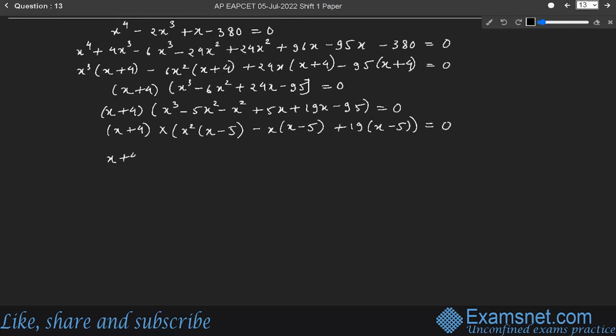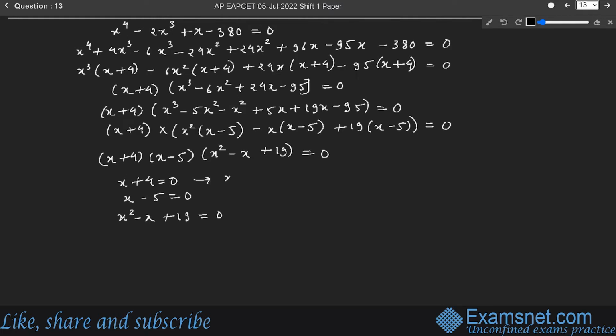Now (x + 4) is as it is, and you can see that (x - 5) is common. And the remaining terms are x² - x + 19 = 0. Now separating these parts into possible cases, we can see that x + 4 = 0 and x - 5 = 0. Also, x² - x + 19 = 0.